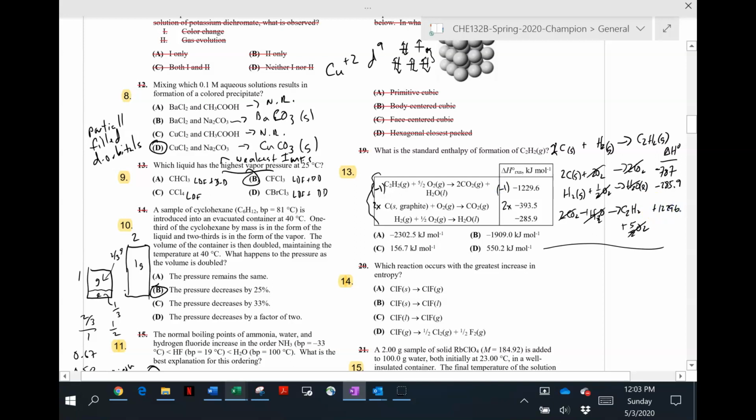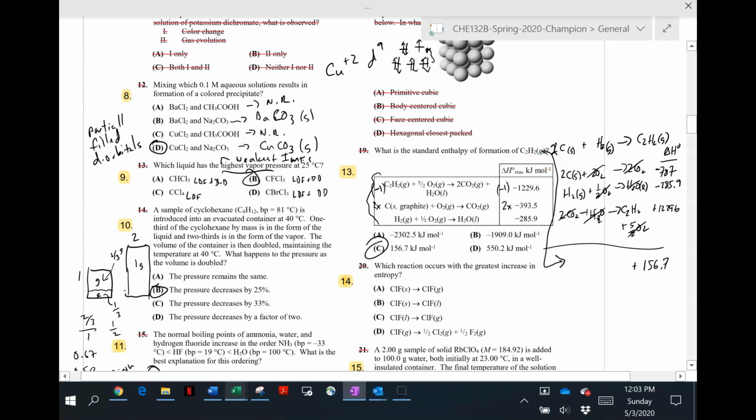So if I sum those up, my delta H formation for this is going to be 156.7, and that's going to be positive. That's the answer C. And this is what I'm getting down here. I'm just not going to rewrite it. That's what we've gotten there.